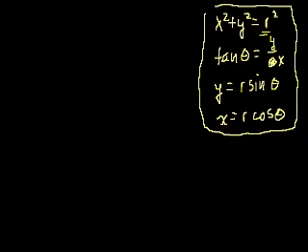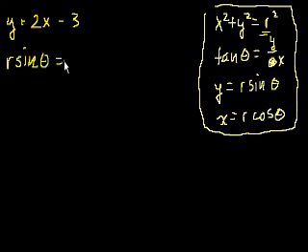Next one. So it says y is equal to 2x minus 3. Well, we can do the same thing. We know what y and x are in terms of r and theta. Y is equal to r sine of theta. So let's write that. R sine of theta is equal to 2 times x. Well, x is r cosine of theta. R cosine of theta minus 3.